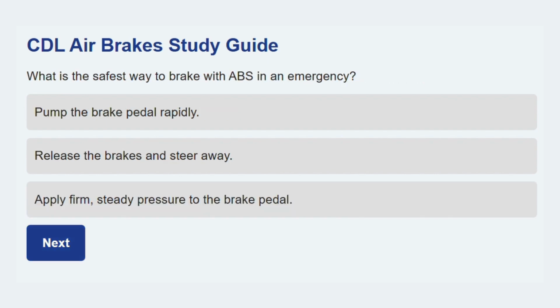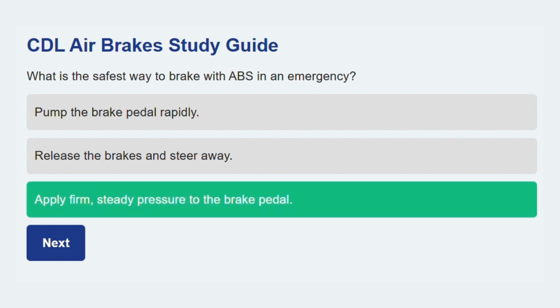Get it checked soon. Moving forward, what is the safest way to brake with ABS in an emergency? Apply firm, steady pressure to the brake pedal. Let the ABS system modulate the brakes for you to prevent wheel lockup and maintain steering control.